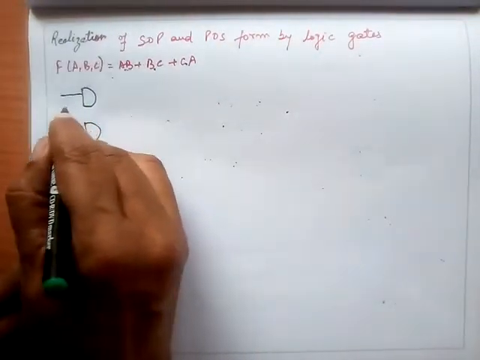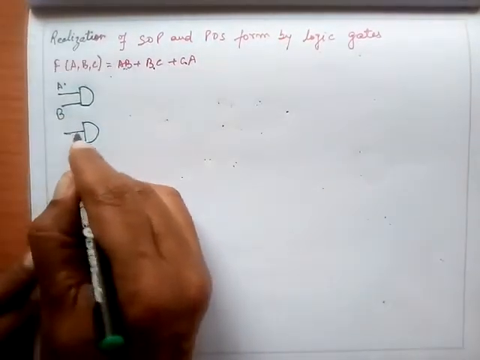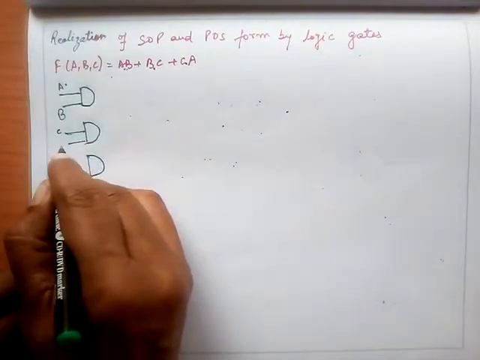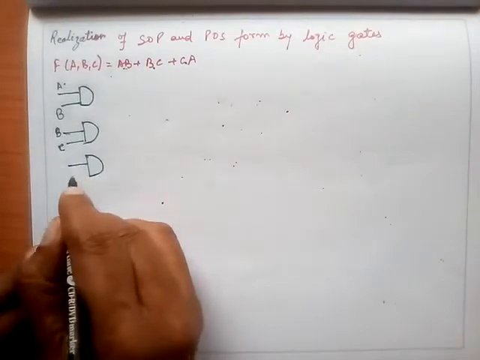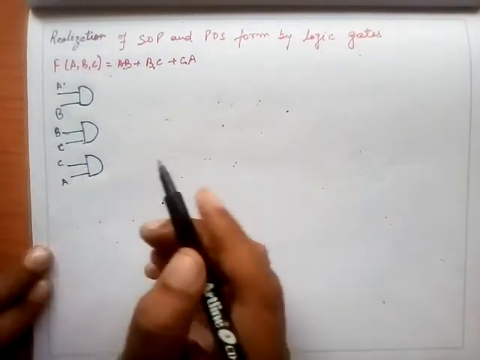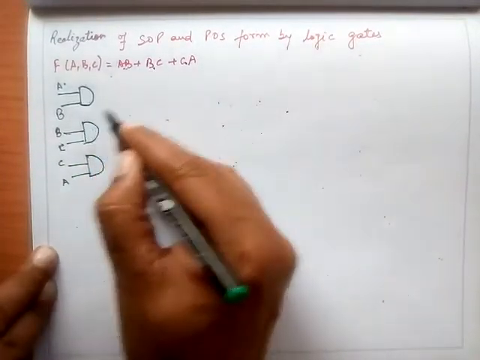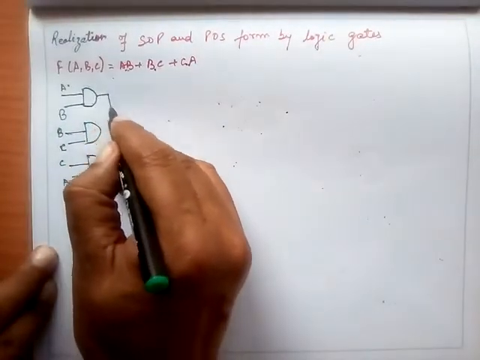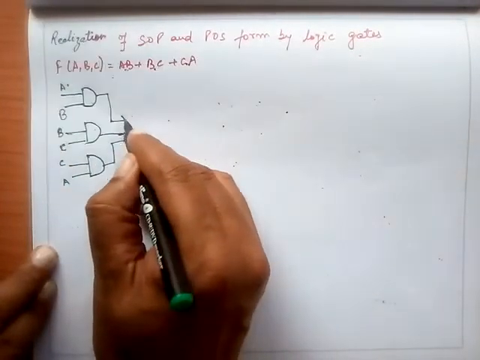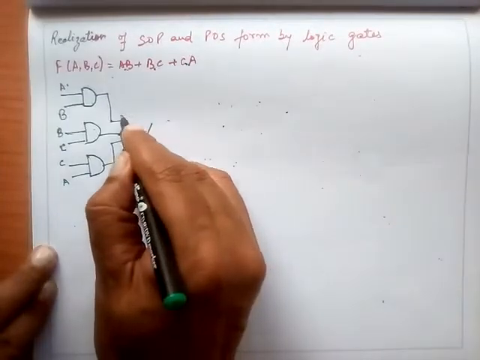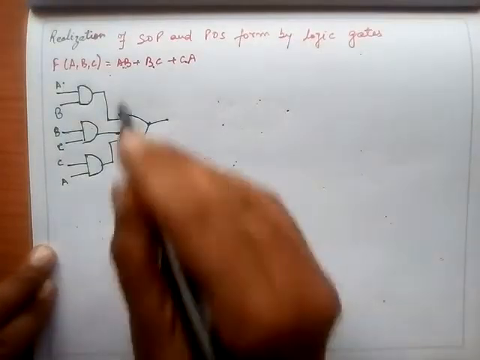This is A, this is B, this is C, again this is B, and this is C. Then you have CA. An AND gate for this operation, an AND gate for this operation, an AND gate for this operation, and overall this is given to an OR gate. This is called the realization by basic gates.